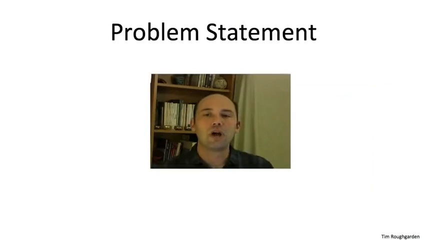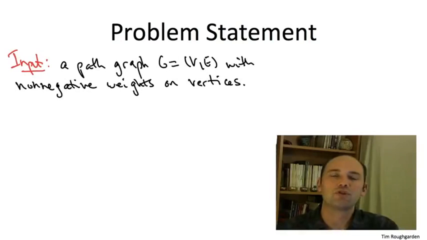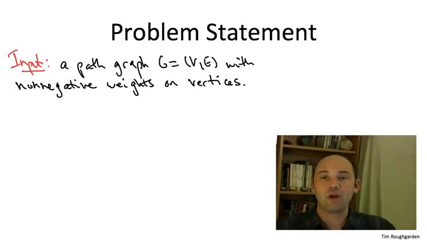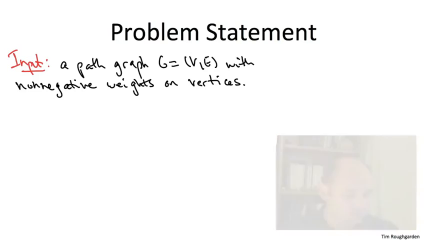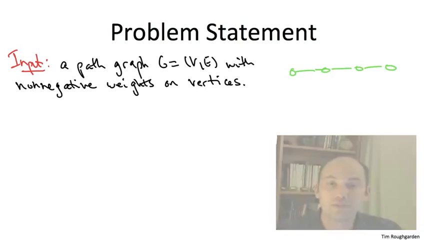So let me introduce you to the concrete problem we're going to study over the next few videos. It's a graph problem, but a very simple graph problem. In fact, we're going to restrict our attention merely to path graphs. That's graphs that consist solely of a path on some number n of vertices. The only other part of the input is a single non-negative number per vertex. We're going to call these weights.